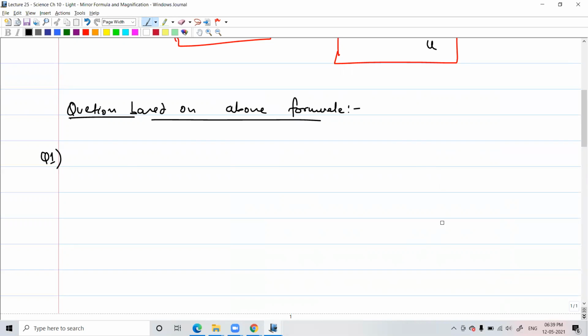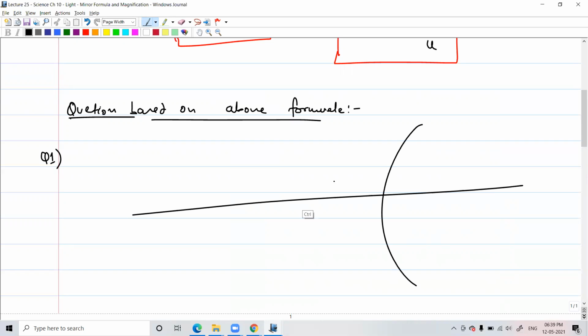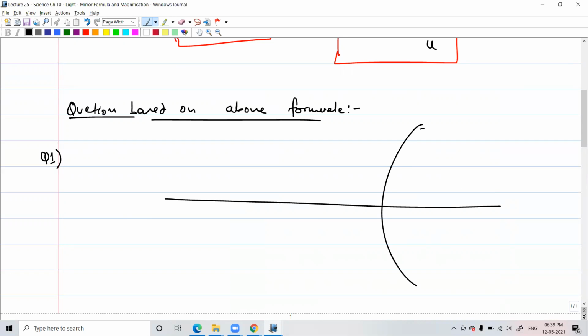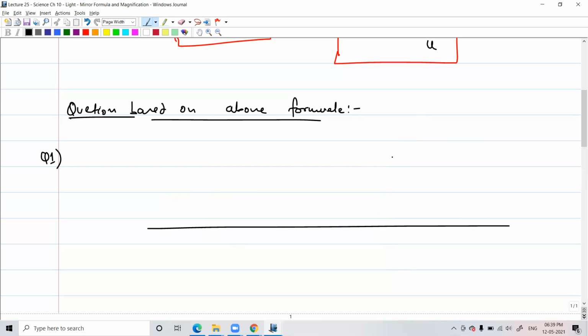Correct, this is a concave mirror. That's convex, sir. Is it? Only Kavya is awake. The rest of the people are sleeping. You have to draw a concave mirror. Stay alert, all of you.